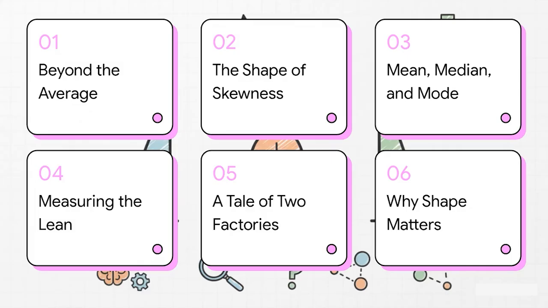All right, so here's our game plan. We're going to start by moving beyond the average. Then we'll get into the shape of what's called skewness. We'll look at how the mean, median, and mode are like little detectives. Then we'll figure out how to actually measure the lean, put it all to the test with a tale of two factories, and wrap up by talking about why this whole shape thing is so important.